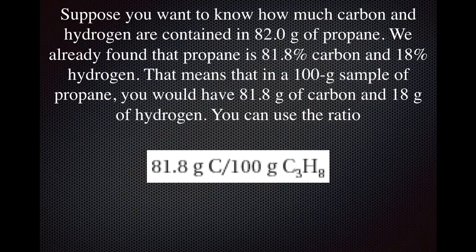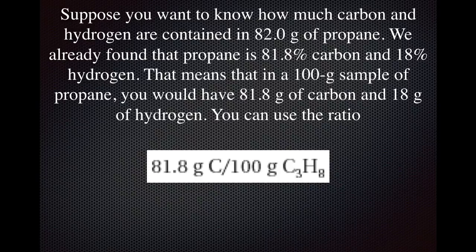So this is pretty much letting you assume that if you have 100 grams of a sample, then you can convert that percentage into an actual mass. You can use this, like what we said, as a conversion factor in your dimensional analysis. Again, if you have 82 grams of propane and you're trying to find out the percent composition of carbon, what this is pretty much saying is, what is 81.8% of 82 grams? And what is 18% of 82.0 grams?